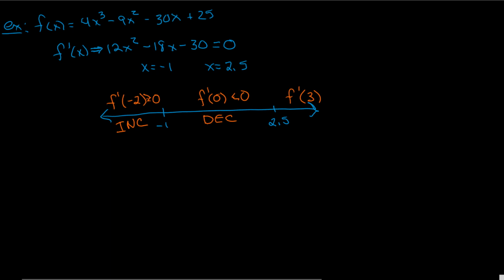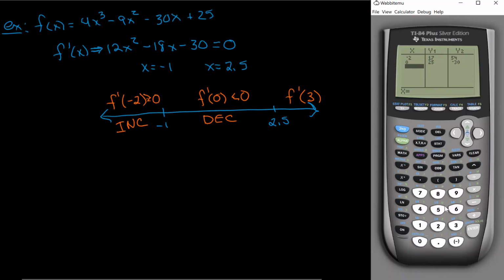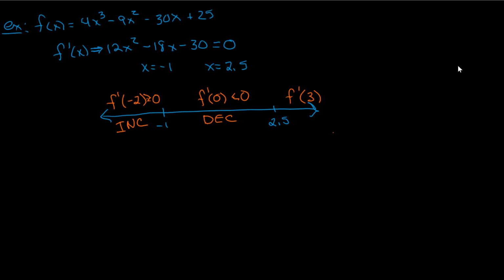Then I can evaluate the function, actually the derivative, at 3. Press enter. Now the derivative, the y2, is going to be a positive 24, which means that it's greater than 0. The slope is greater than 0. The derivative is greater than 0, which means the function's increasing.